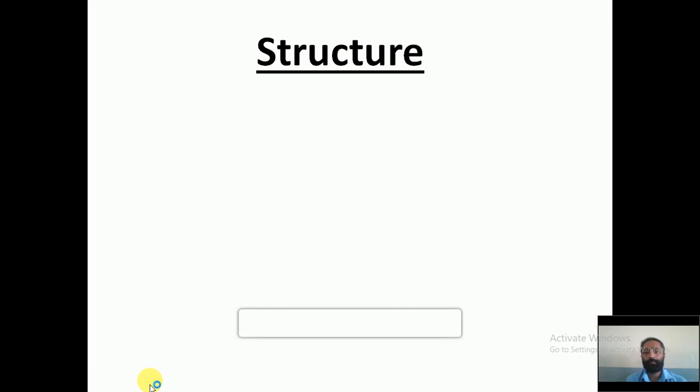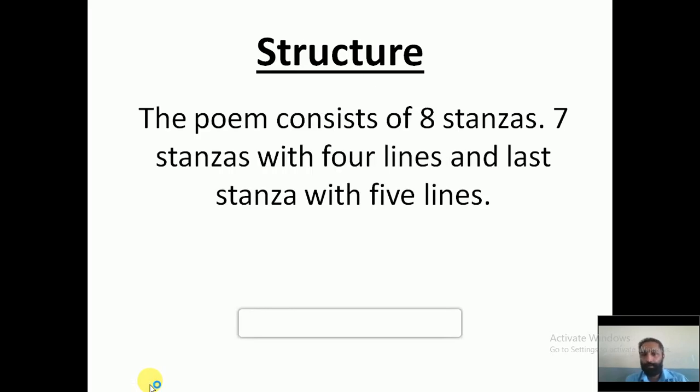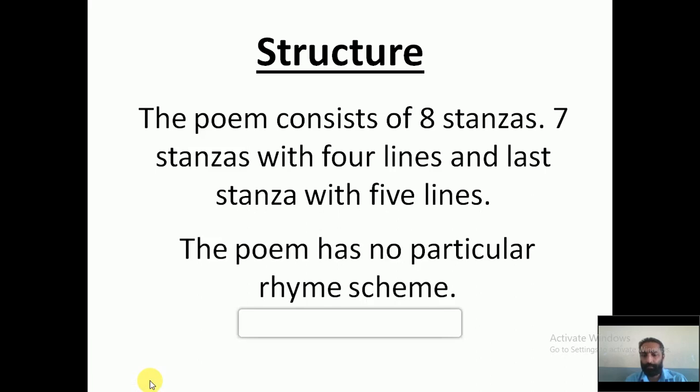Now come to the next one, structure. The poem consists of 8 stanzas. I hope you have understood because I am explaining 2 stanzas daily. There are 7 stanzas with 4 lines each, and the last stanza contains 5 lines. So this particular poem, Nine Gold Medals, does not have any particular rhyme scheme, because in the first 7 stanzas we have got 4 lines, and the last stanza contains 5 lines.